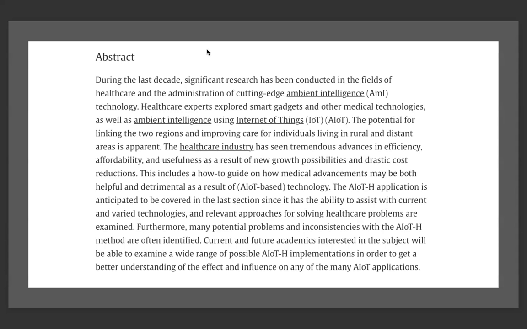The healthcare industry has seen tremendous advances in efficacy, affordability, and usefulness as a result of new growth possibilities and drastic cost reduction. This includes a how-to guide on how medical advancement may be both helpful and detrimental as a result of alert-based technology. The alert application is anticipated to be covered in the last section since it has the ability to assist with the current and varied technologies, and relevant approaches for solving healthcare problems are examined.